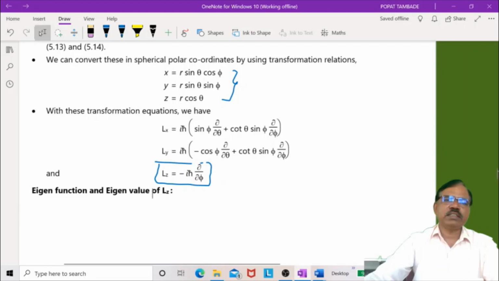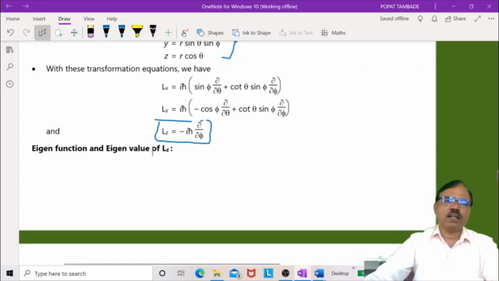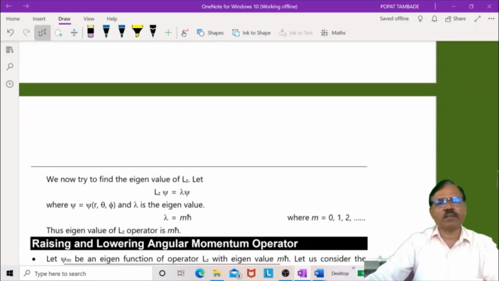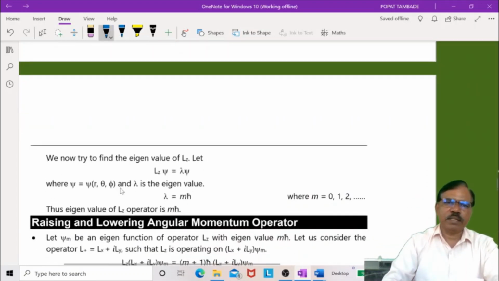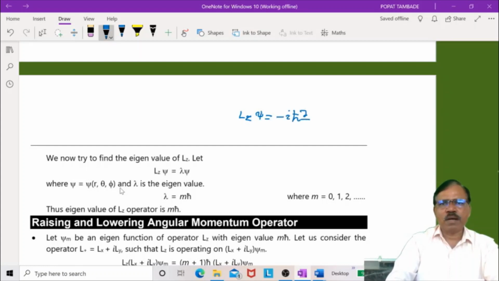Now eigenfunctions of Lz operator and eigenvalues of Lz operator. So suppose we take Lz operator operating on psi, that is lambda psi. Means here we will take Lz psi is equal to minus i h bar dabba by dabba phi psi, and that is equal to lambda psi.